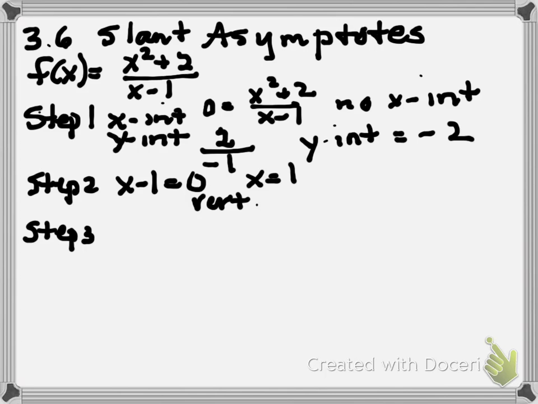Step 3, we want to find the horizontal asymptote. The degree of the numerator is 2. The degree of the denominator is 1. So the degree in the numerator is greater than the degree in the denominator. That means we have no horizontal asymptote. We're just following these rules here.